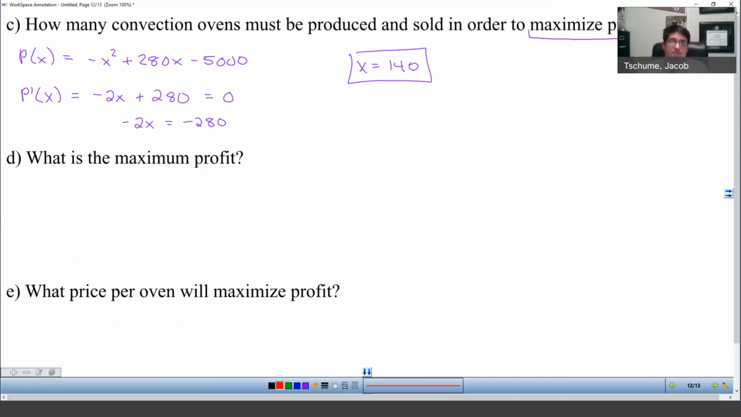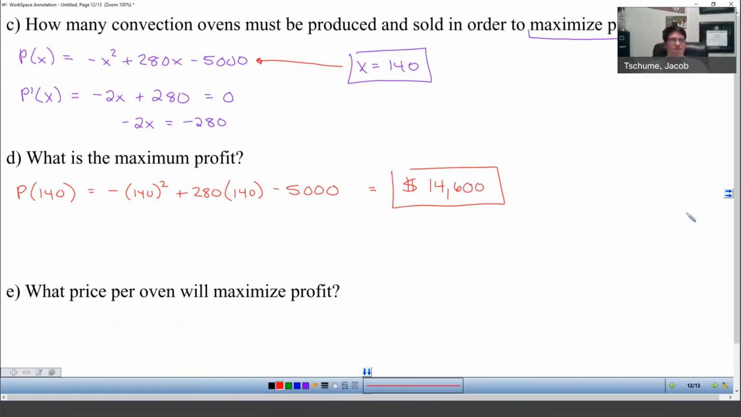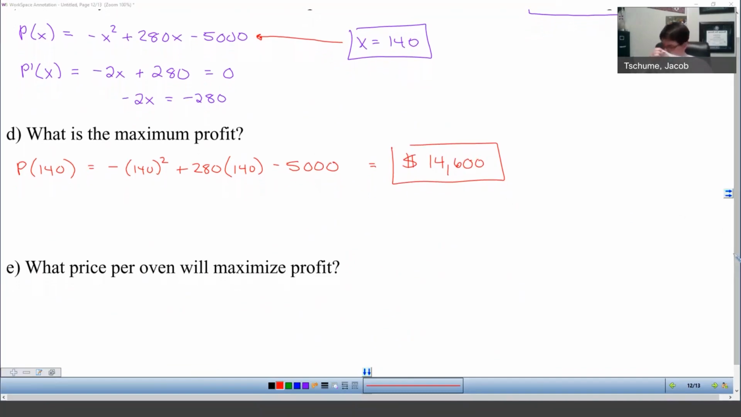Part D is asking for what that profit is going to be. So I would need to plug the 140 back into the profit function that I found on part B. So I would calculate P of 140, which would be negative 140 squared plus 280 times 140 minus 5,000. Getting my calculator out here, that gives me a profit of $14,600. And once again, all I did was plug the x value I found in part C into the profit function I found on part B.